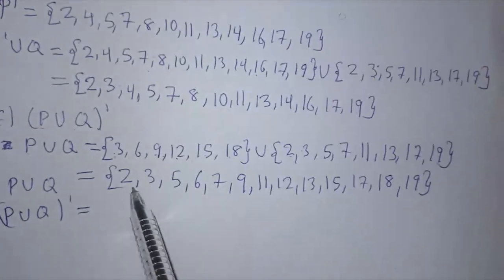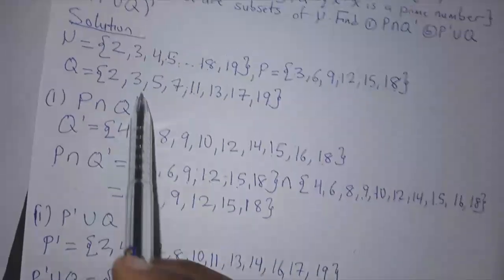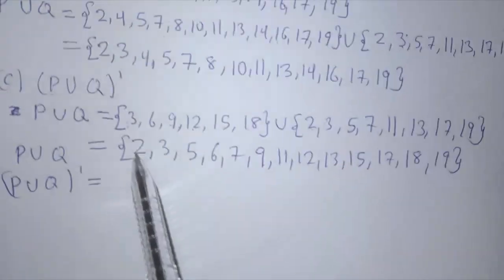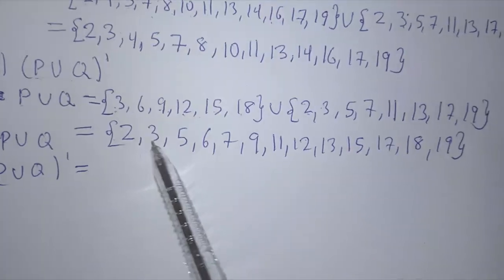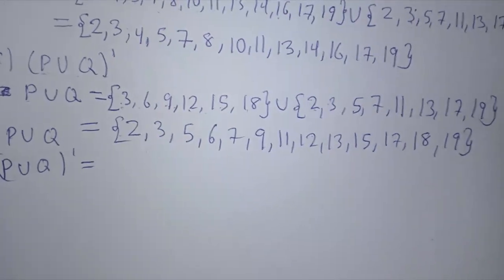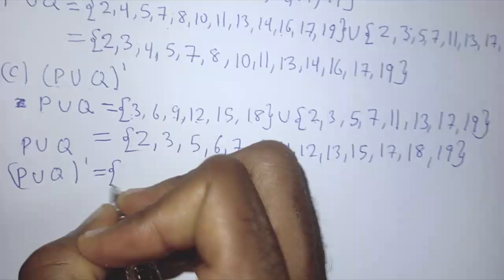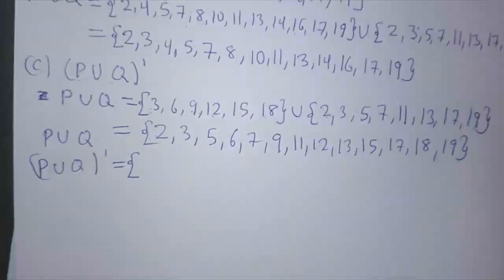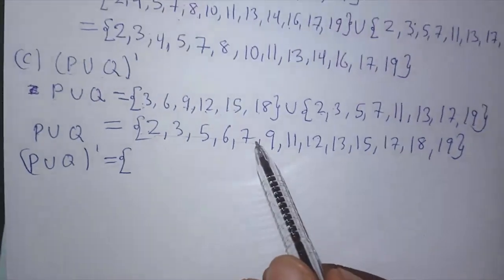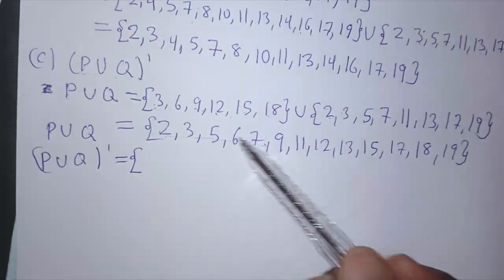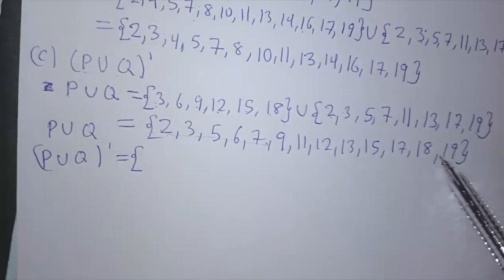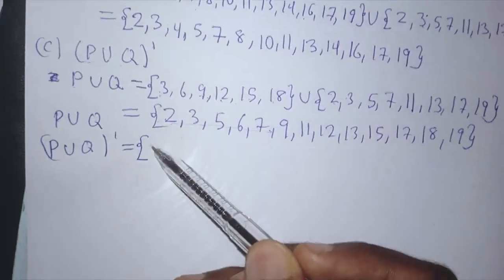Prime is the elements that are in the universal set here, but they are not inside P union Q. So there will be very few of them because almost all the elements are here. But definitely there will be some. All you have to do is very simple. The elements in the universal set are from 2 to 19. So check these numbers. Any number from 2 to 19 that is not here will be in the complement.